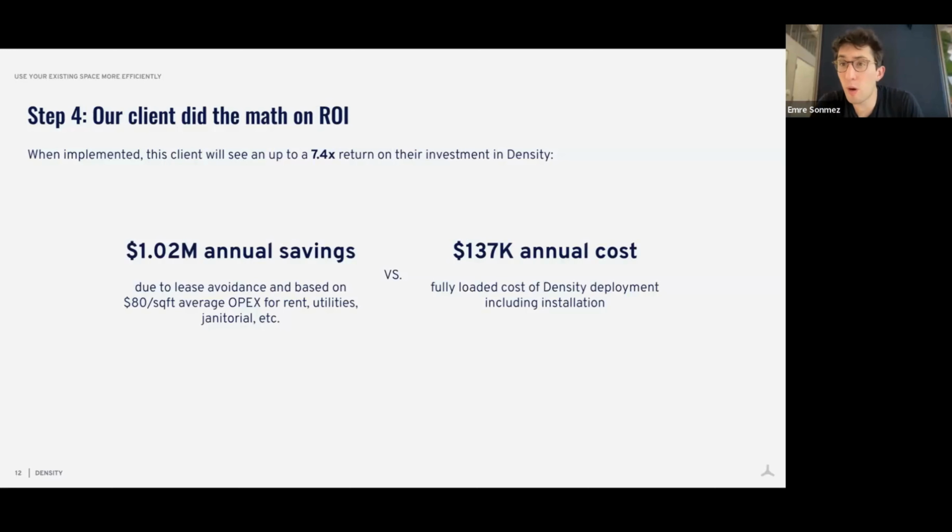And so when we modeled this out with one of our customers for one building where we measured 3 floors, the return was about 1.02 million in annual savings. And the cost to measure those 3 floors was $137,000 a year for density. And so that's a 7.4x return. We just did this for another building, same customer, and it's between an 8 to 16x return because a lot fewer desks are used in that building that we measured.